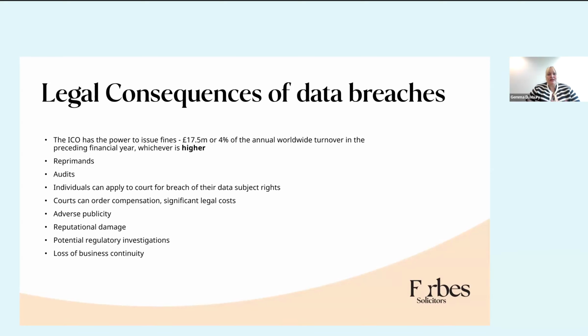So we're moving now on to the legal consequences of data breaches. The Information Commissioner's Office is the main regulator with regards to data protection, and they do have quite substantial powers, one of which is to issue fines. And as you can see on the slide, that can be up to 17.5 million or 4% of the annual worldwide turnover in the preceding financial year of that body, whichever is higher. So if it's over 17.5 million, you can be in a sticky situation.